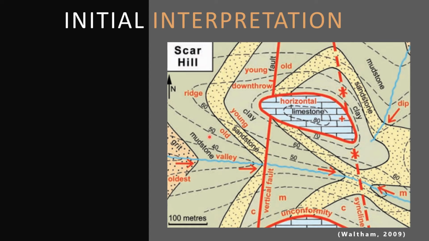So we have here a given geological map of Scar Hill. And as you can see, interpretations are already given. And all of these interpretations are just initial interpretation because it only follows the stages 1 to 4. So the first step would be identifying structural breaks such as faults and unconformities.